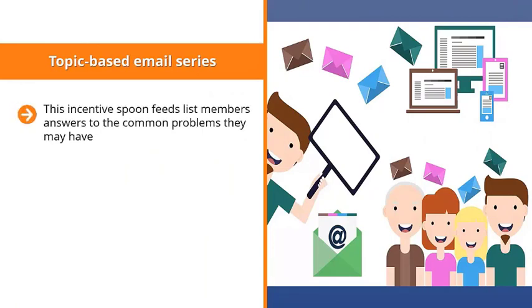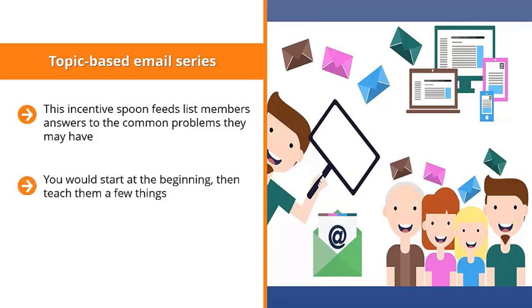This incentive spoon-feeds list members answers to the common problems they may have. The value add is the content they receive in their emails. People who sign up for this type of mailing list incentive expect that you would be sending them pre-programmed emails that would lead them through common problems associated with the niche they're interested in. You would start at the beginning, then teach them a few things, after which you then send another email which teaches the recipient another set of solutions, so on and so forth.